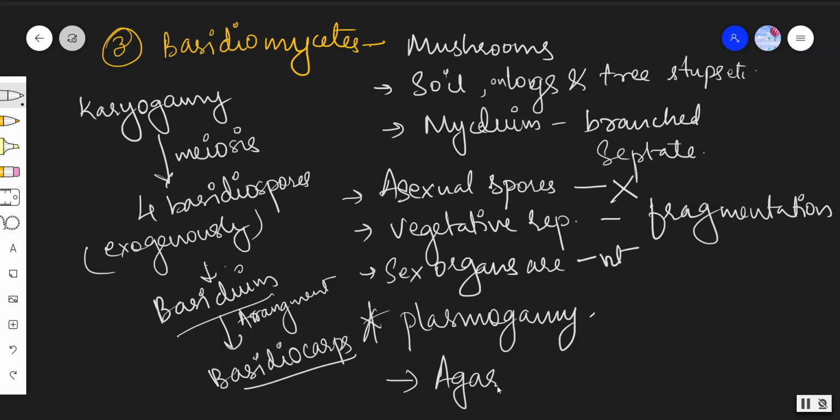Examples are Agaricus, mushroom, Ustilago, smut, Puccinia, rust fungus. Okay, so this is about Basidiomycetes. Clear?